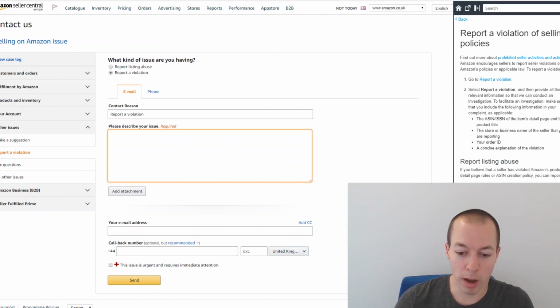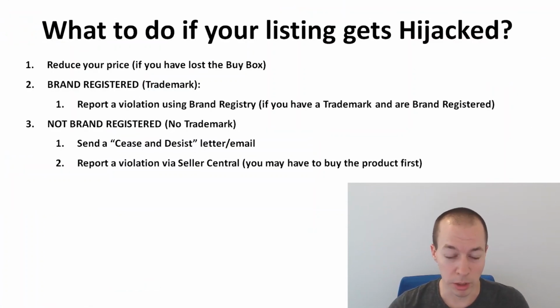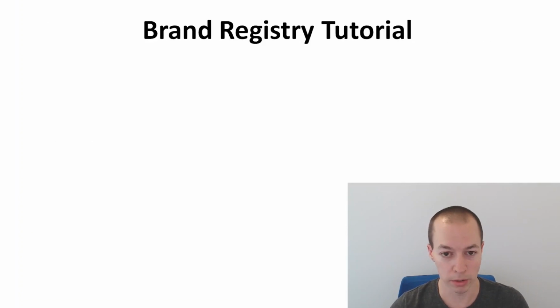However, if you're brand registered, which I am, thankfully, it takes a few months to get your trademark. It costs about £175, and then you can apply for brand registry, and then you get the additional protection. And it took me just under an hour to get my hijacker removed. So it's definitely worth considering. If I'd thought about it in the early days, I'd have done trademark a lot earlier than I did, just purely for this brand registry protection and how it works. So, the brand registry tutorial. Let me talk you through how brand registry works.